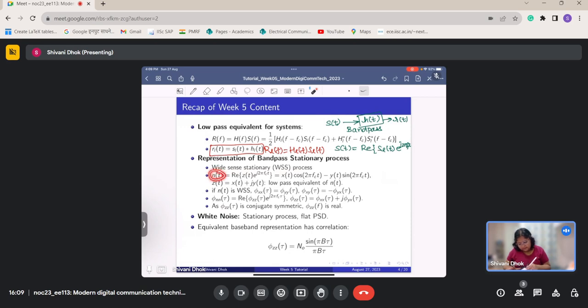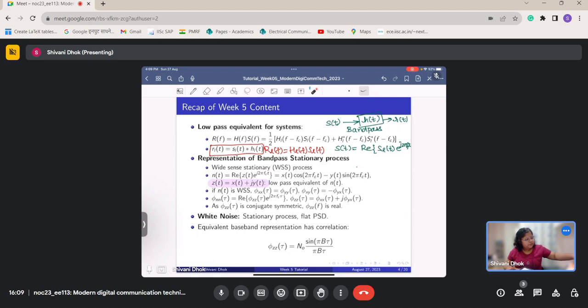We started with a band pass wide sense stationary process, which can be represented in terms of an equivalent low pass signal z(t), where z(t) is simply x(t) plus j y(t). After simplifying this n(t), we get it something like this: x(t) into cos 2 pi fc t minus y(t) into sin 2 pi fc t, which is exactly similar to the way we had represented any band pass signal in the previous week. This is general for all kinds of band pass processes.